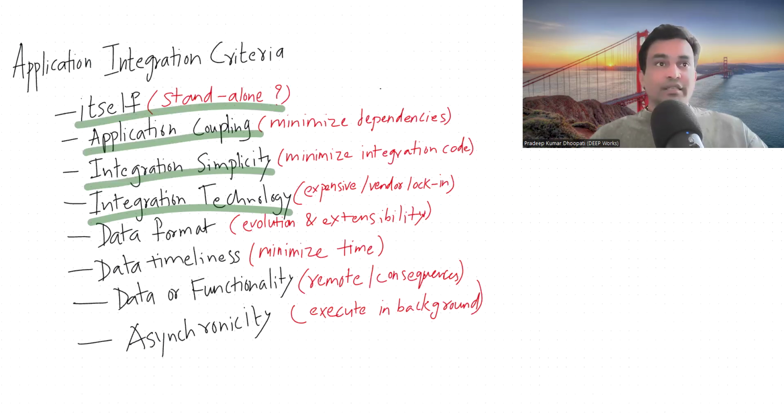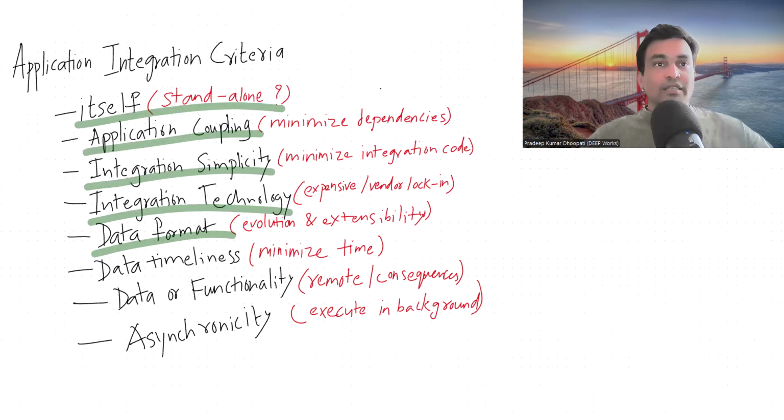The next criterion is data format. Integrated applications should agree upon a data format or should have an intermediate translator if the applications insist on different data formats. The related issue is data extensibility and evolution: how the data changes over time and how it will impact the applications in that integrated solution.